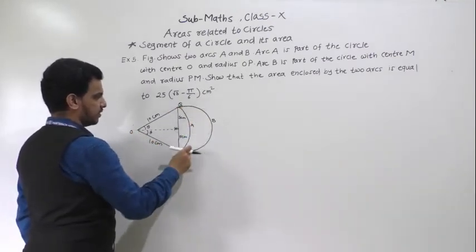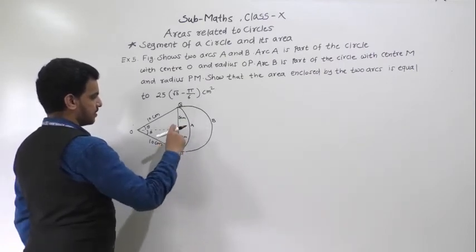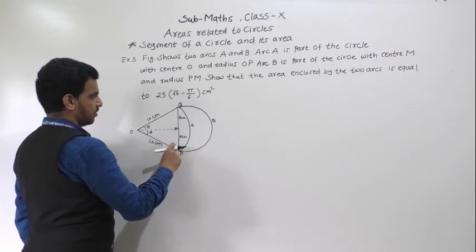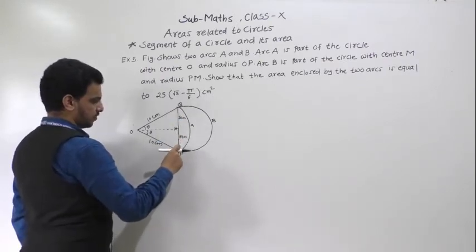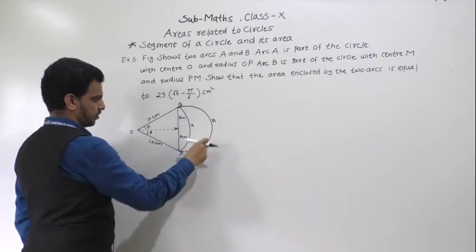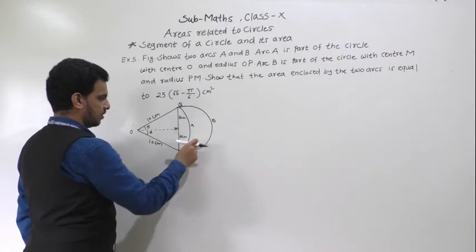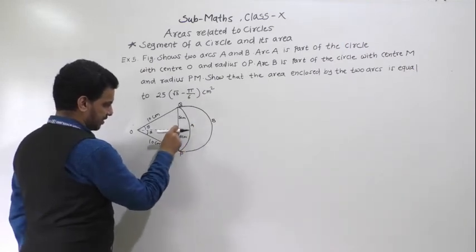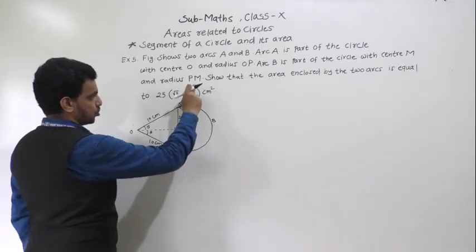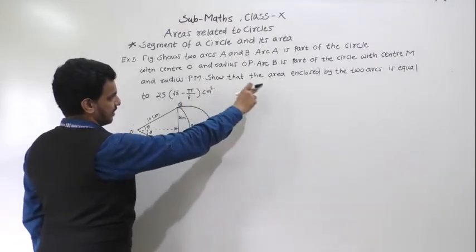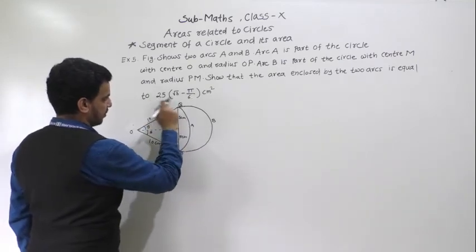Arc B is a part of the circle with center M and radius PM. So this is actually the diameter of this semicircle. Arc B is a semicircle having center M and radius PM. Show that the area enclosed by the two arcs is equal to this area.